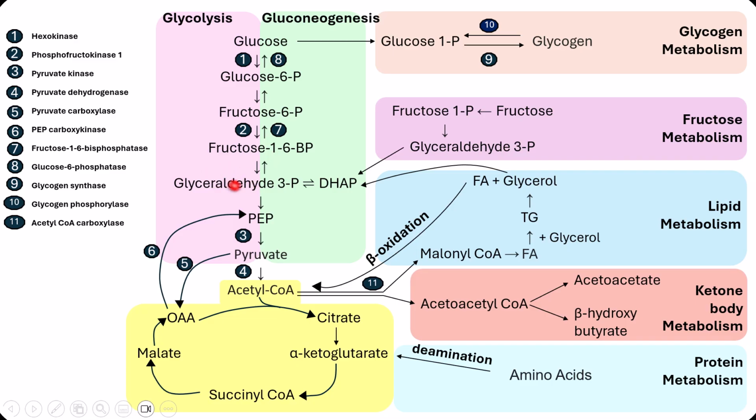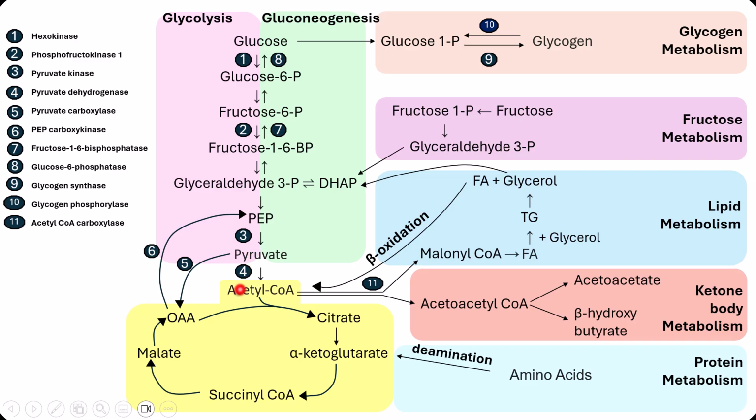This is the same thing, glyceraldehyde 3-phosphate, which was taken up from the intermediate of the glycolytic pathway and esterified to fatty acids for triglyceride formation and DHA. Then it forms phosphoenol pyruvate. Phosphoenol pyruvate goes to pyruvate by the enzyme pyruvate kinase.